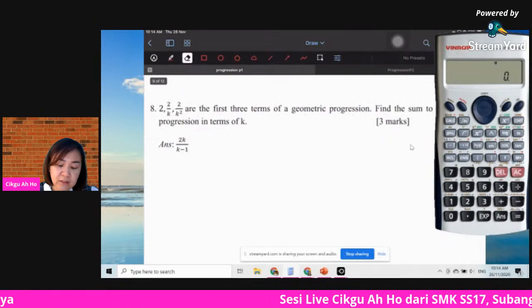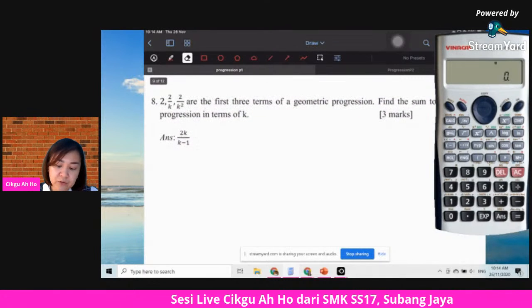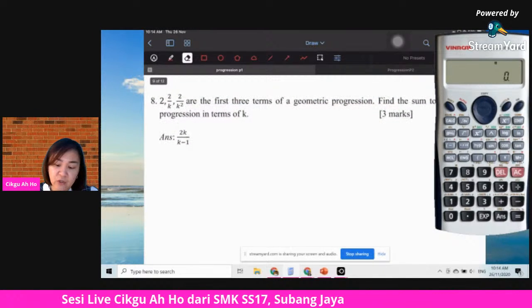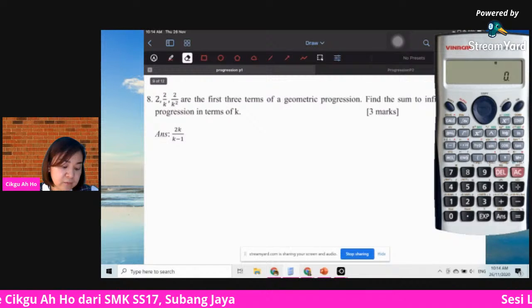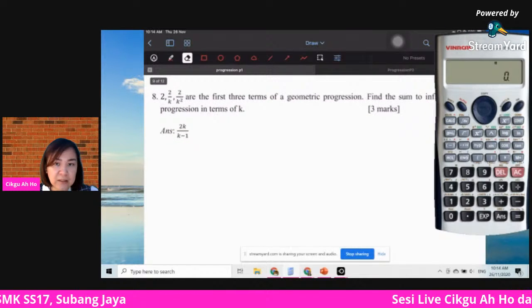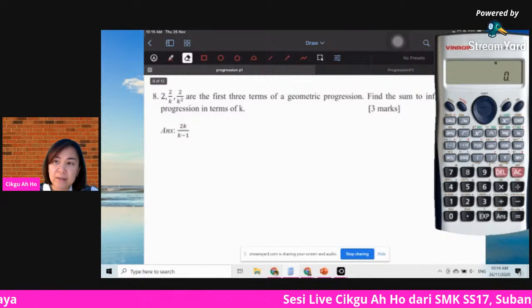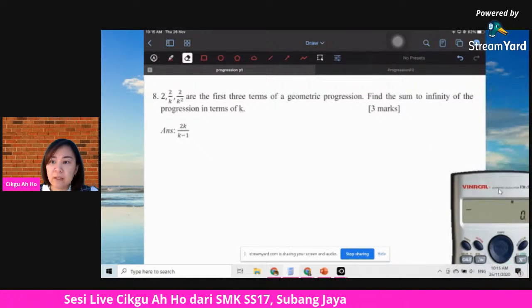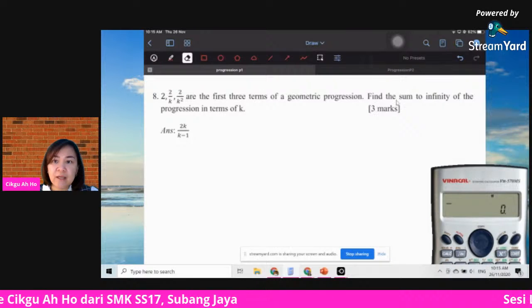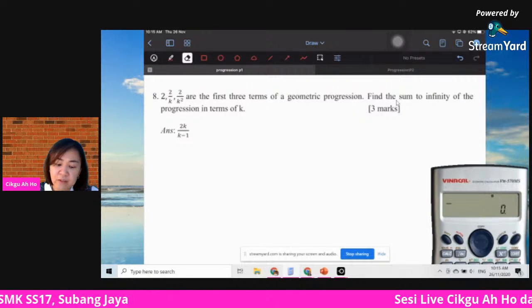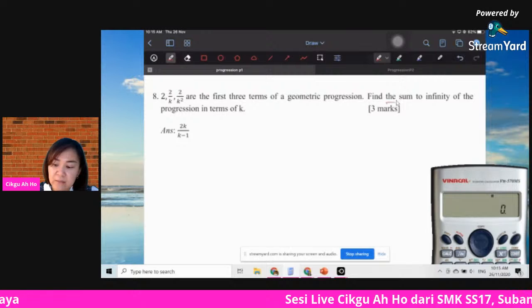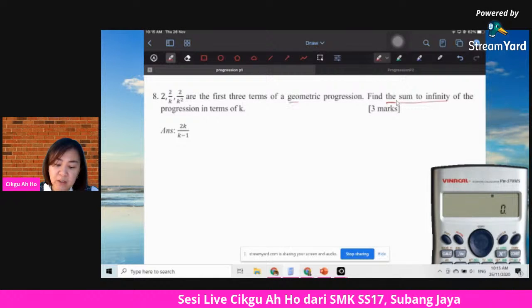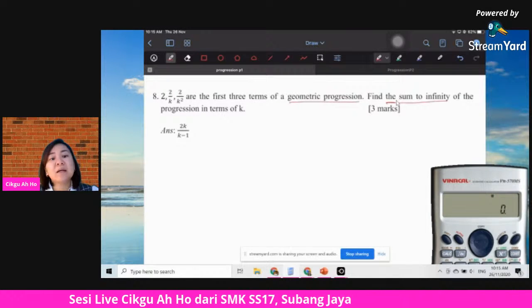So this is the next question. It mentions already the geometric progression. Dah bagi tahu, so tak payah teka-teka lah. Ini adalah AP ataupun GP. You see, find the sum to infinity. Sum to infinity, this is a GP, of the progression in terms of k.